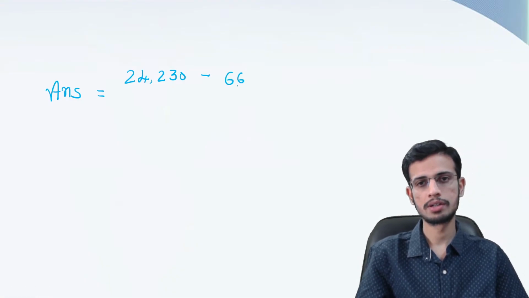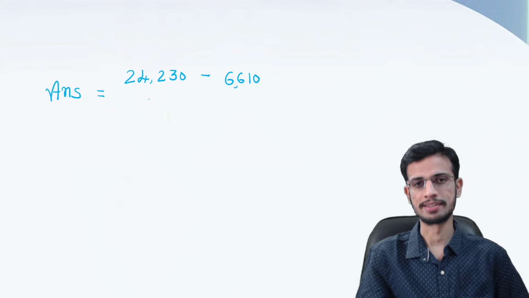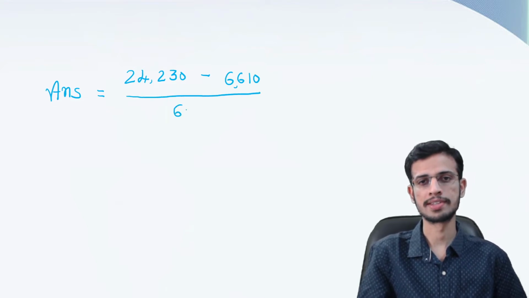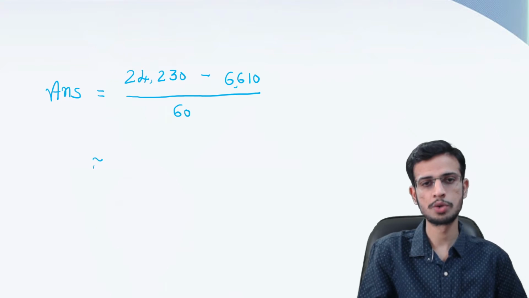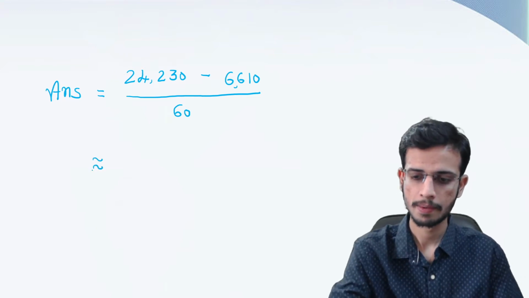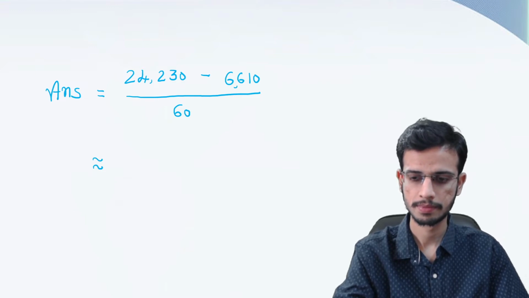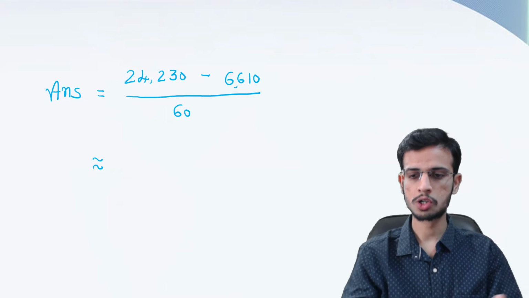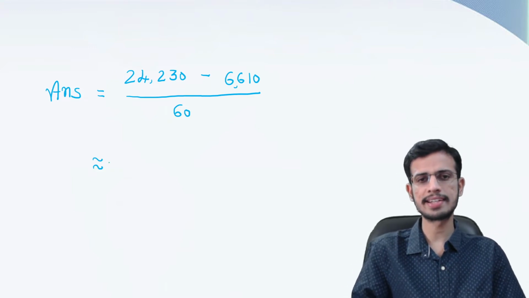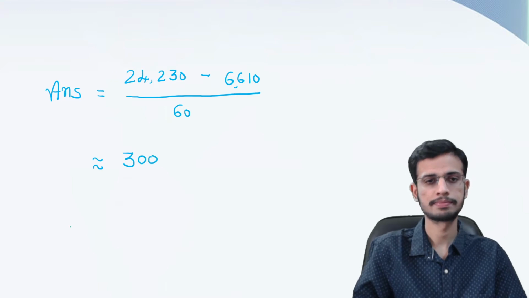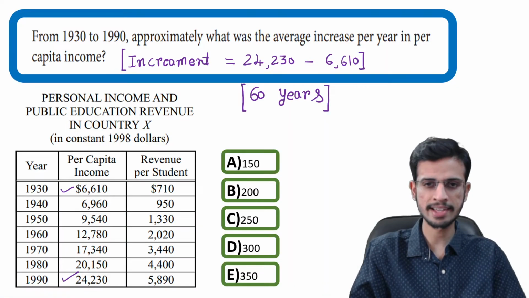Don't forget, divide by 60. We have to find the approximate value of the answer, right? Options are given to us. We can use the calculator. So that is 293.66. We can approximate it as 300. 300 is there in the options.